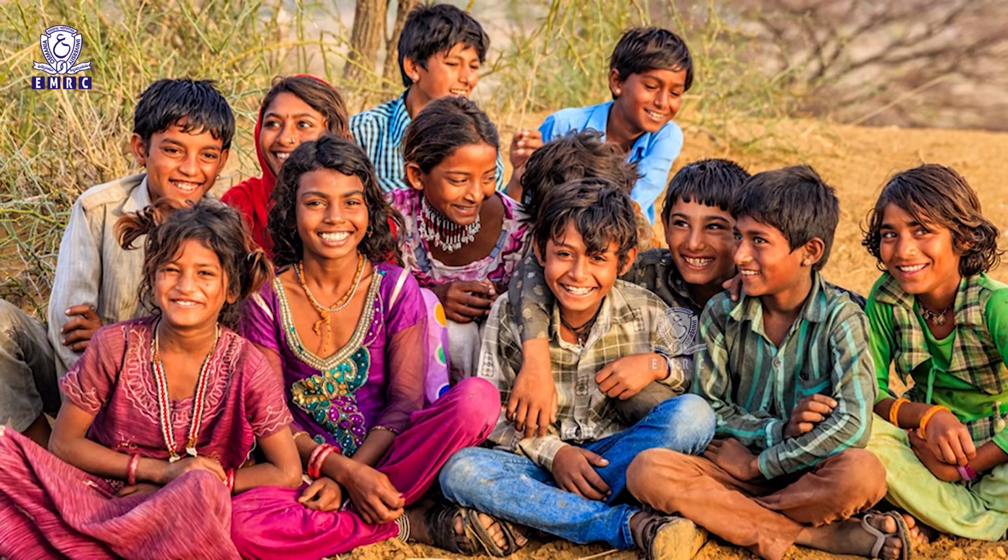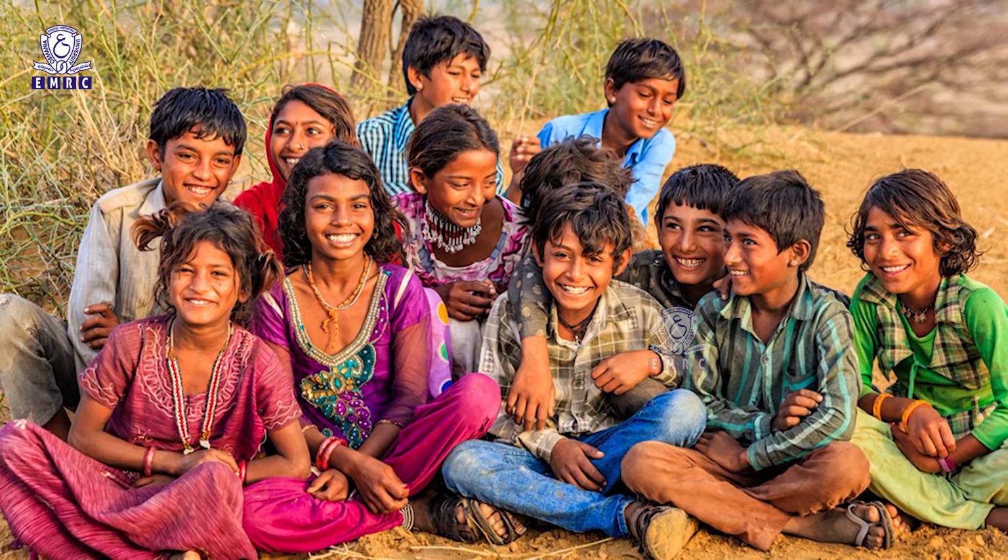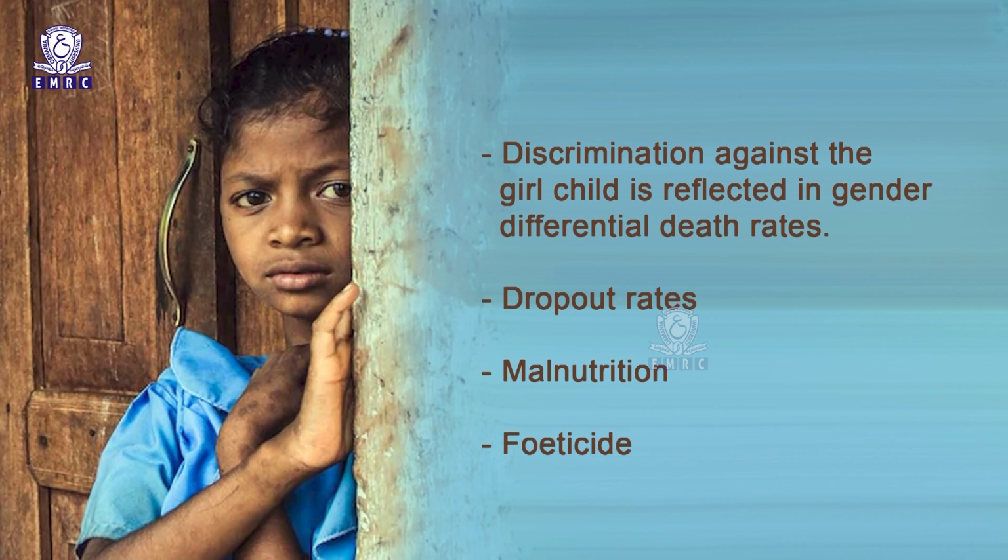The special theme identified for this report is the child. An overview on child development shows that there has been limited success in improving health, nutrition and educational status of children since independence. Discrimination against the girl child is reflected in gender differential death rates, dropout rates, malnutrition and most importantly foeticide. Although there has been significant progress in quantity regarding school education, the disparity in quality of schooling facilities is very high.